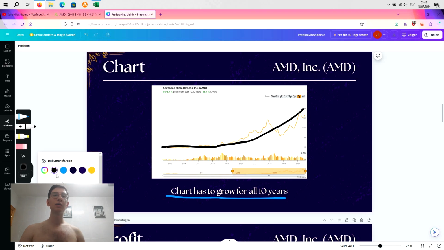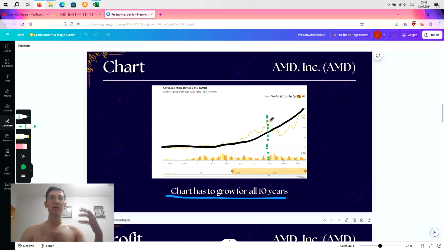So let's take a look now at how the chart looks. As you can see, the price chart, which is the orange line, was following this black line quite well until 2022, and then probably the Ukrainian war happened, and that's why the profits, or at least the price, decreased massively.